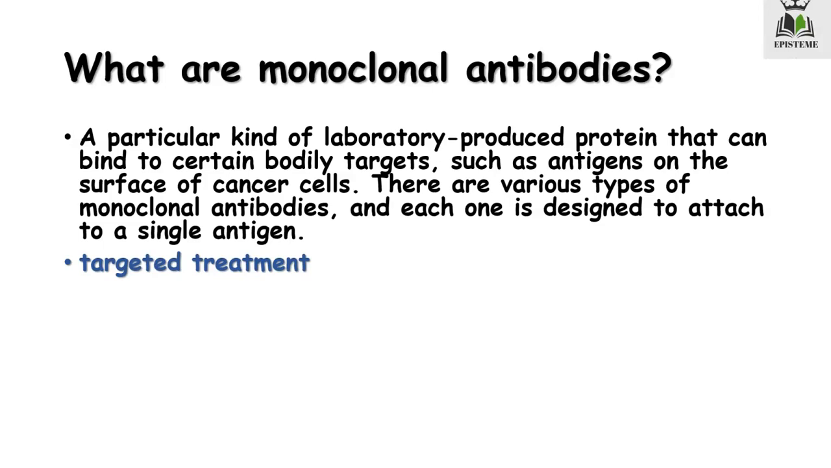We can say that monoclonal antibodies are involved in targeted treatment because they only target a specific type of antigen. Here is a very gross representation of a cancer cell which has various types of antigen on its surface, like the triangle, the circles, the square ones. And the monoclonal antibodies are specific for the circle ones in this case. So they will come and bind only to these specific circle antigens.